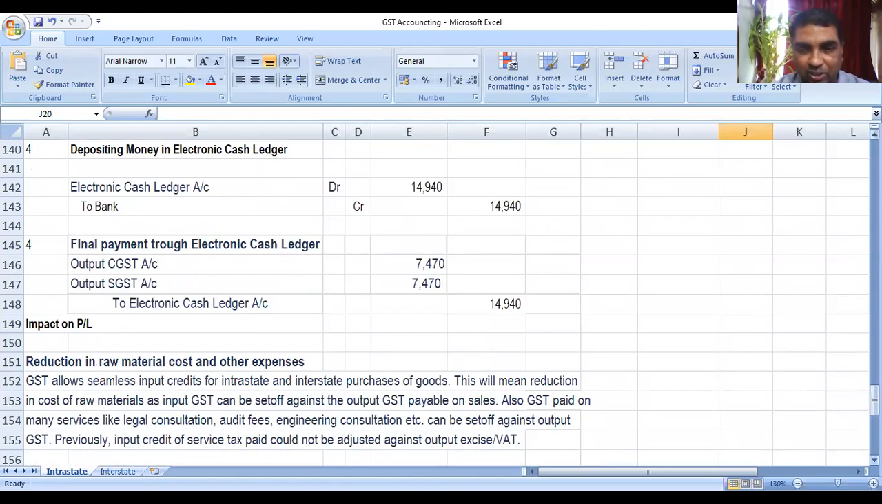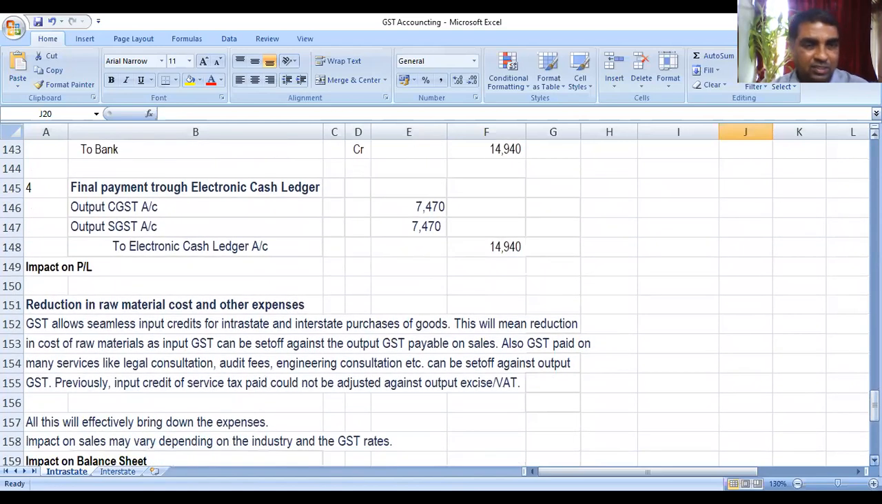Once again, I will explain these things in a different situation. But here you have to understand the impact of this kind of transaction, or the impact of GST on our financial statements. That is the impact on the balance sheet and the impact on the statement of profit and loss. We should be able to find it.